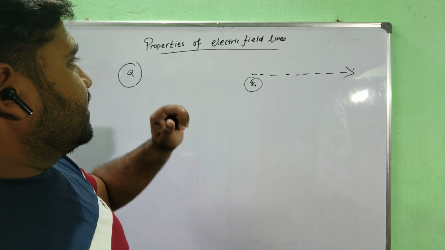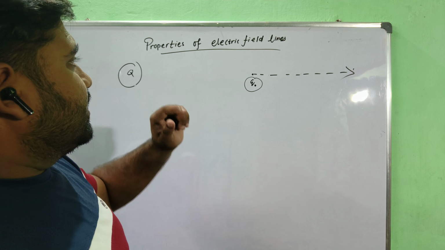These electric field lines are also called force lines, but that is not a very comfortable term to hear. So we use electric field lines, or field lines, you can say. So first of all, let us now jump to the properties.